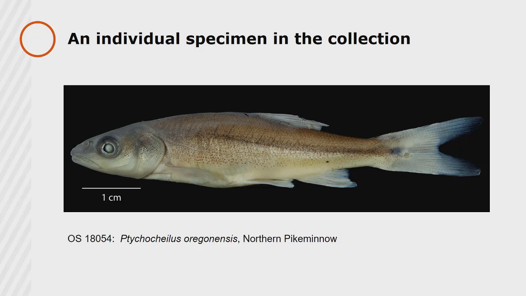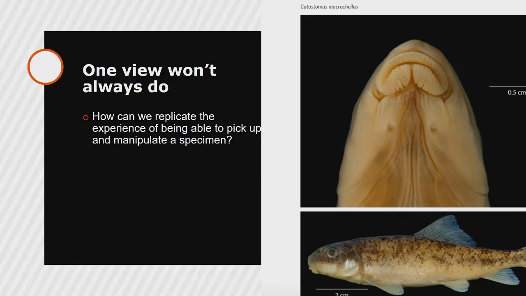And that's great. This is actually really quite useful. Students give us lots of comments on how nice it is to be able to see so many of the specimens. But it is also somewhat limiting. In particular, for a lot of the things that we want students to learn how to do, one view won't always do. For example, that beautiful set of lips there belongs to one of our local suckers.